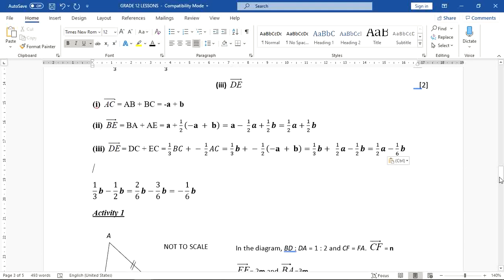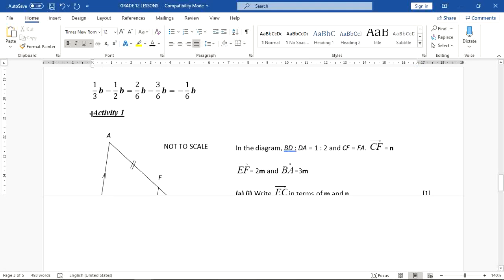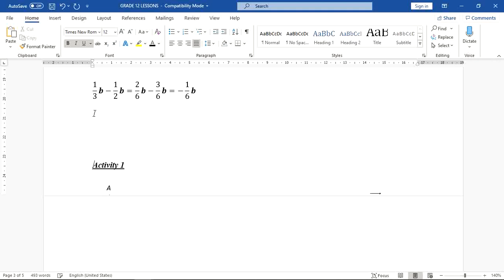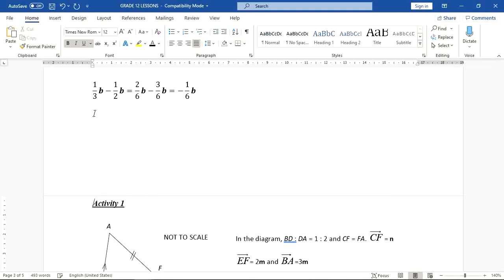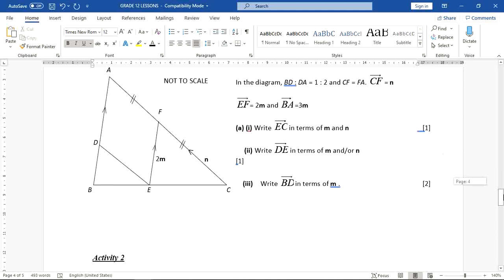In the next and the last video, we are going to look at activity number 1. And this will be the last video on vector geometry. So please make sure that you go through the activity before I provide the answers.